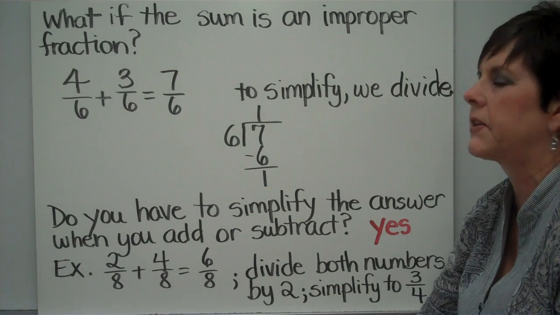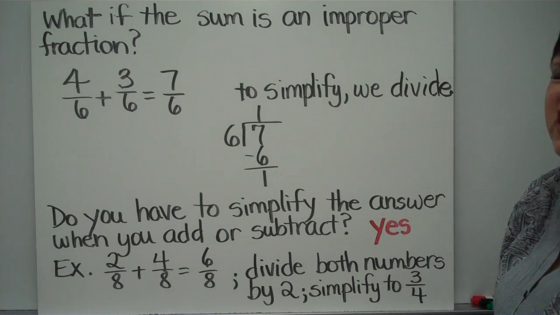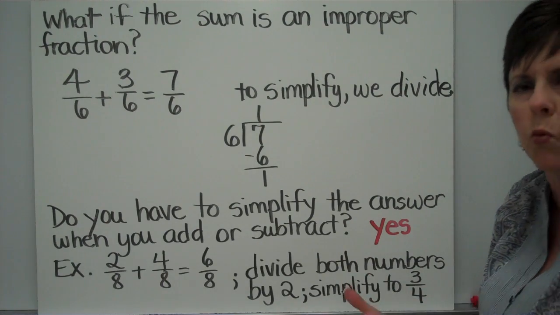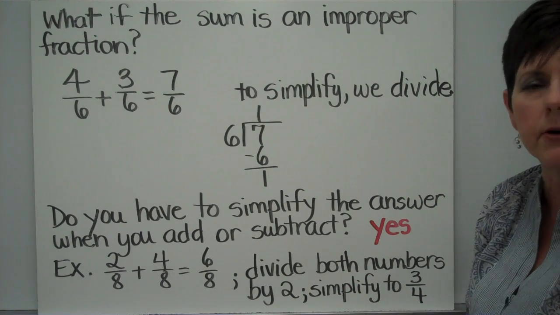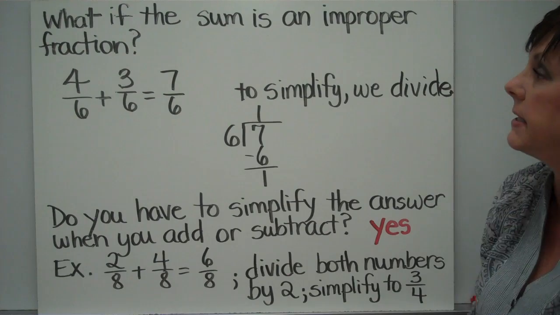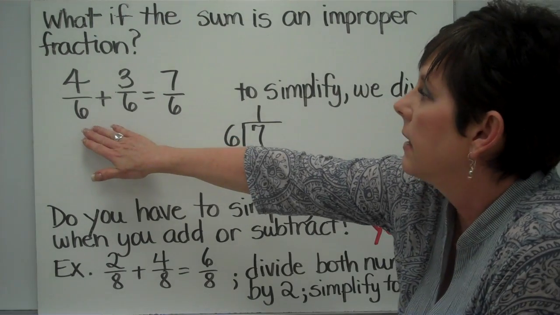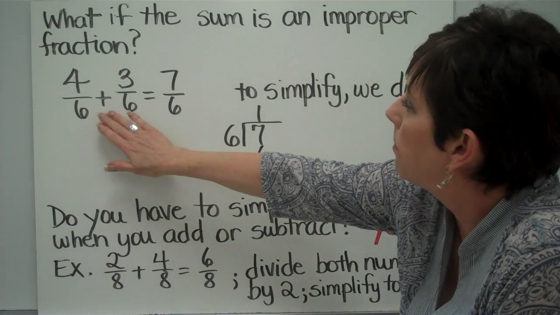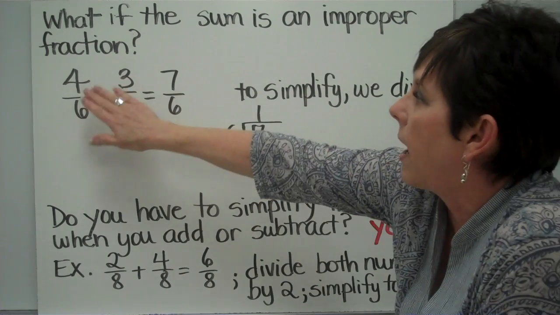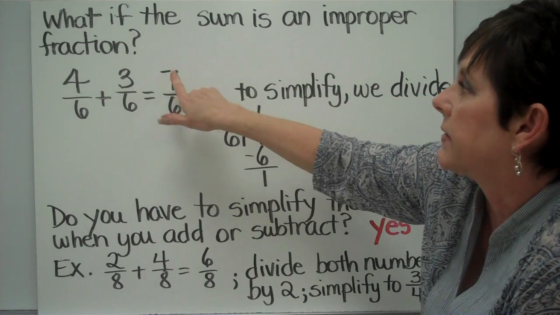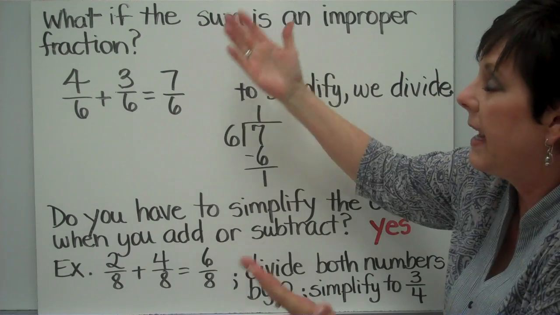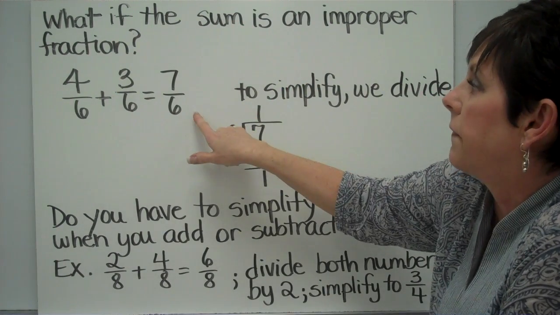So what if you add them together and you get an improper fraction, more than 1? That does really bother some students, and they're worried that maybe they did it wrong. Here's an example. Let's say you have 4/6 plus 3/6. Well, 4 plus 3 is equal to 7. It could happen like that, 7/6.